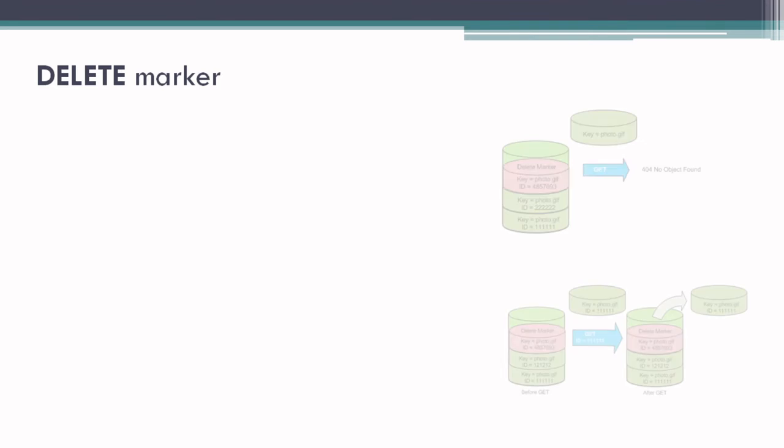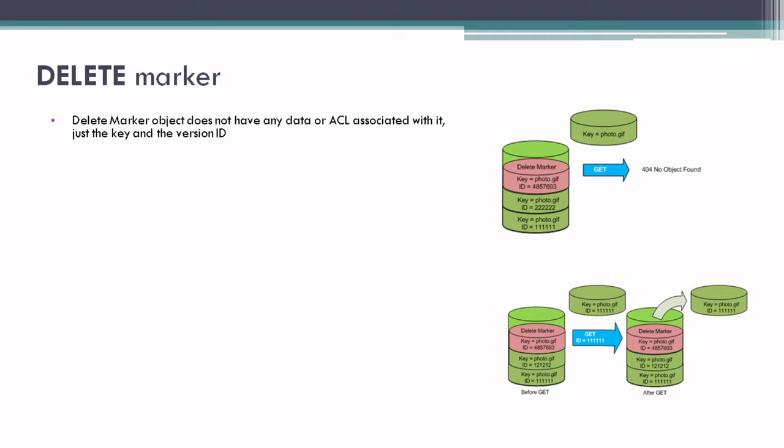So we will see what a delete marker is. A delete marker object does not have any data or ACL associated with it, just the key and the version ID. So when we delete an object from a versioning-enabled bucket, the object is not deleted and only the delete marker is added. So what is a delete marker? It is nothing but a version ID, and it does not have any data.